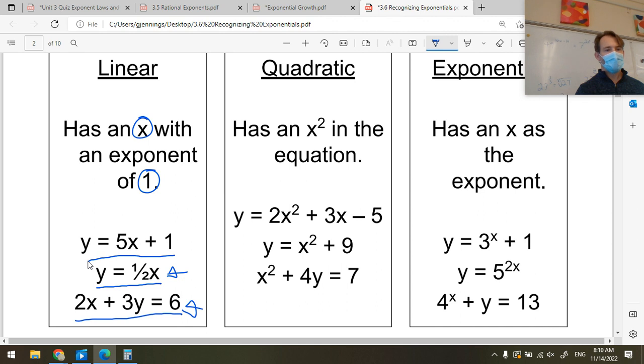These can be rearranged to y equals mx plus b, but all of them have an x with an exponent of 1. Of course, we don't ever show that exponent, because that would be like saying I'm 42 to the 1 years old.